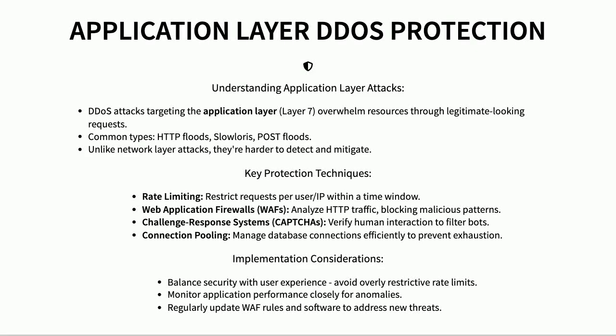Let's talk about protecting your applications from DDoS attacks, specifically those targeting the application layer. These are often more sophisticated than network-level attacks because they mimic legitimate user traffic. We're dealing with things like massive HTTP floods or slow, persistent connections. To combat this, we use techniques like rate limiting to control how many requests a single user can make within a period of time. Web application firewalls analyze incoming traffic and block suspicious patterns, and challenge response systems like CAPTCHAs help differentiate between humans and bots.